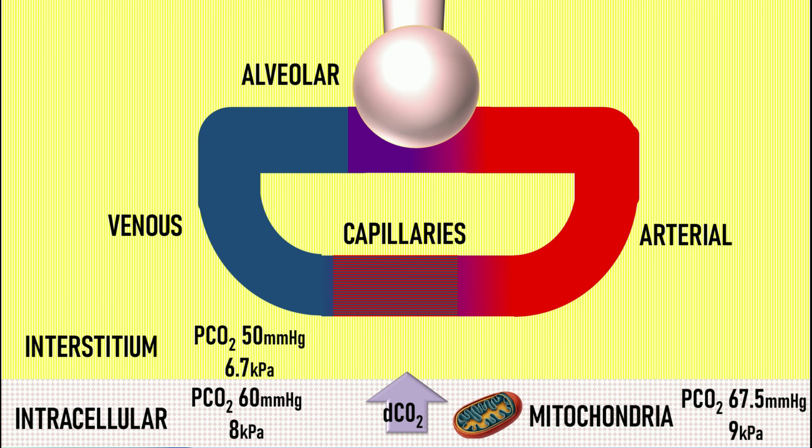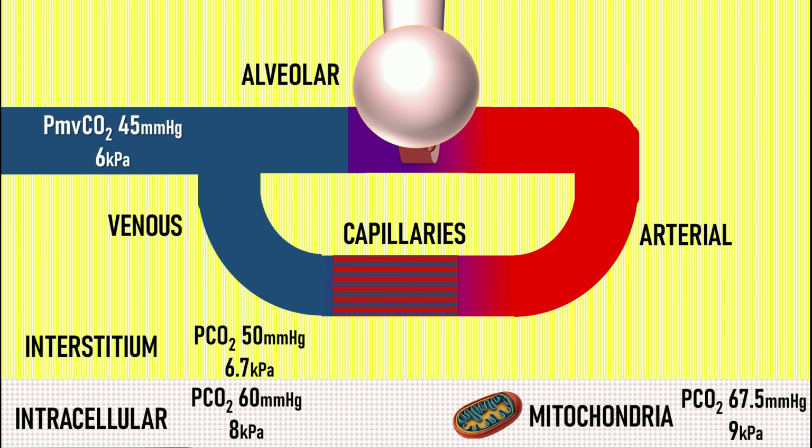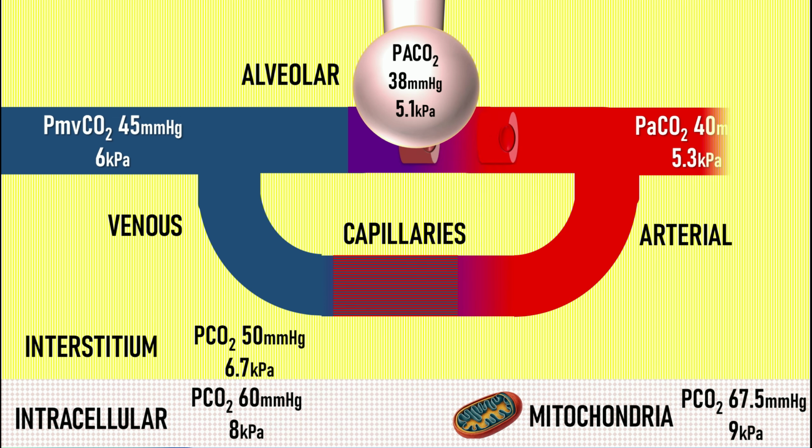In the interstitium, the partial pressure of CO2 is 6.7 kilopascals or 50 millimeters of mercury, so the dissolved CO2 passes through the cell membrane into the interstitium. There is a further gradient from the interstitium into the venous capillaries, so carbon dioxide enters venous blood, and the partial pressure of venous blood is 6 kilopascals or 45 millimeters of mercury. It then leaves the liquid phase and passes into the gas phase in the alveoli, where the partial pressure is 5.1 kilopascals or 38 millimeters of mercury. And in arterial blood, the partial pressure is 5.3 kilopascals or 40 millimeters of mercury. That's what you see on an arterial blood gas.